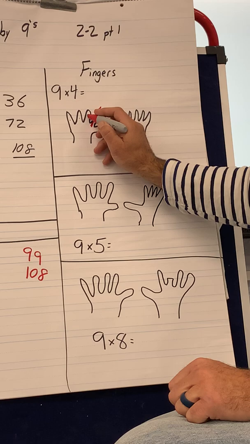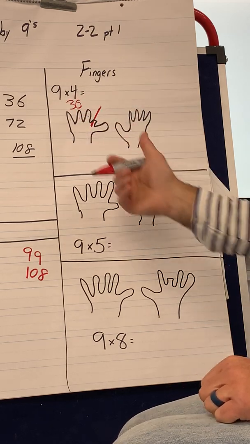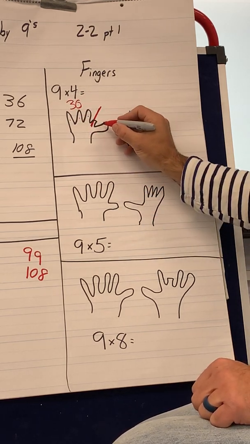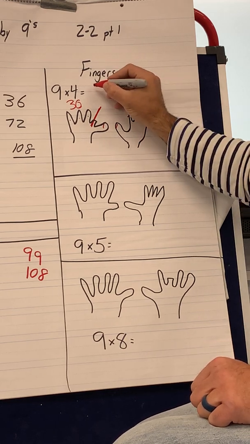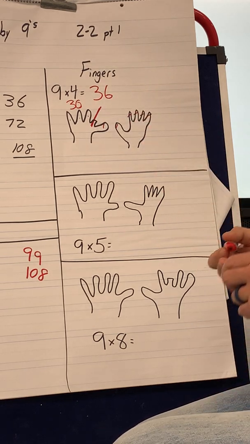So check this out. 10, 20, 30. Everything to the right counts as 1. 1, 2, 3, 4, 5, 6. So it's 30 and 6, or 36.